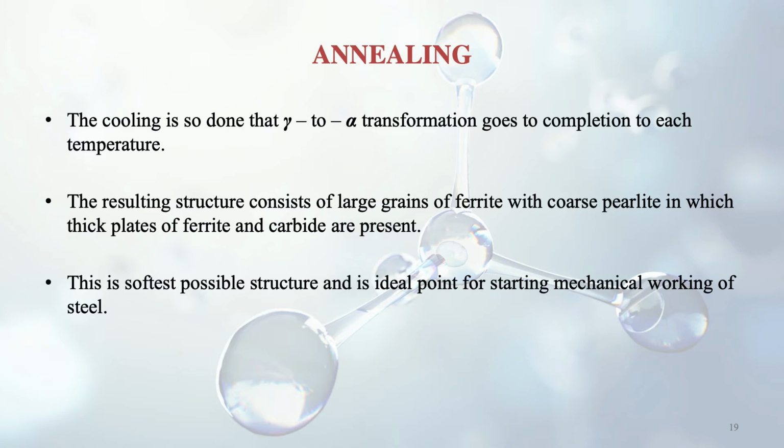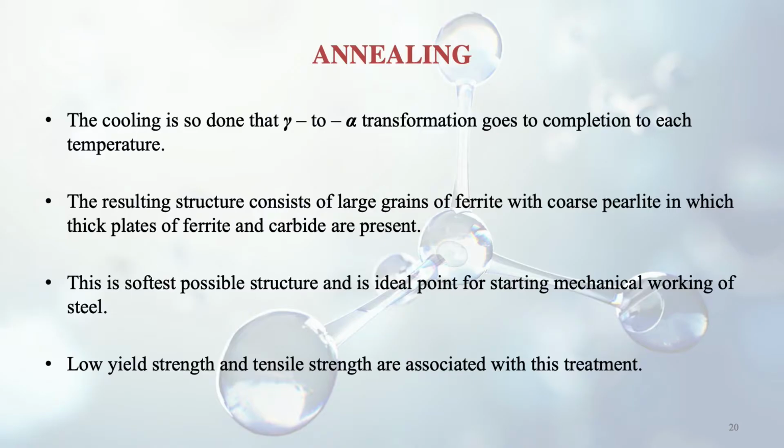Coarse perlite, meaning it's not fine and the grain growth is more. So thick plates of ferrite and carbide are present. This is the softest possible structure and is the ideal point for starting mechanical working of steel. When we look at ferrite, it is the softest possible structure. That's why its mechanical working can take place. And it has low yield strength, and the tensile strength is also very less for ferrite.